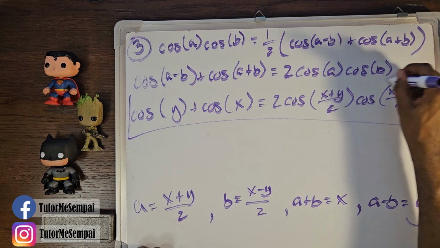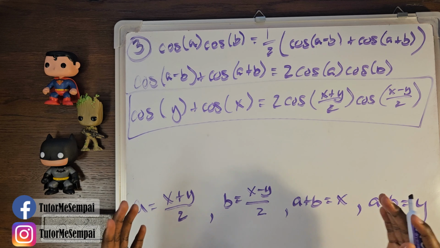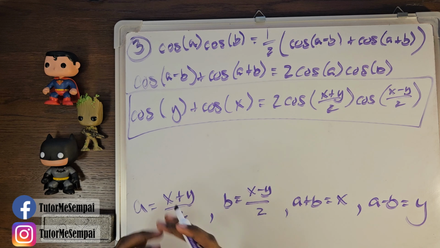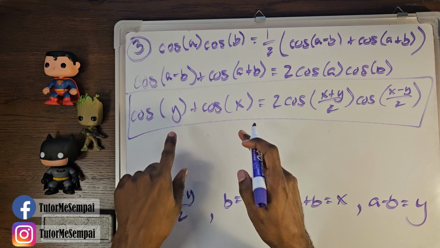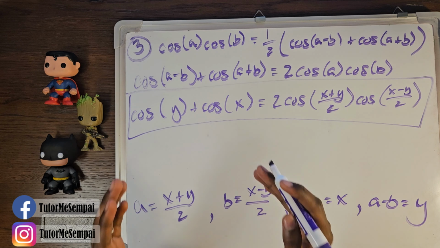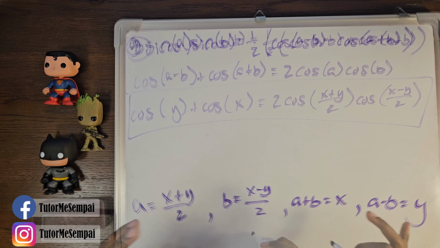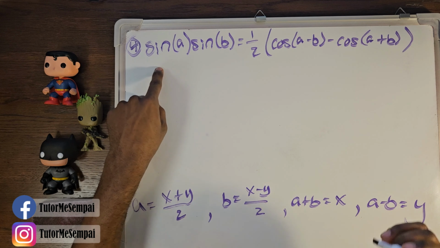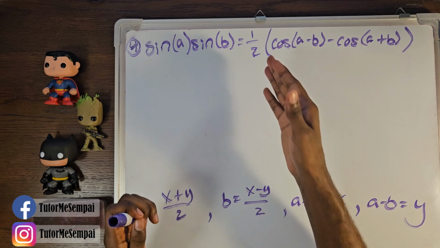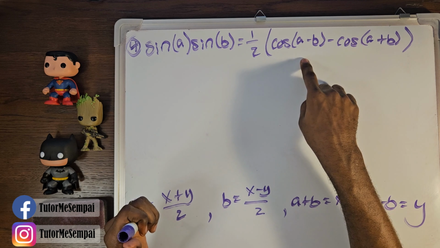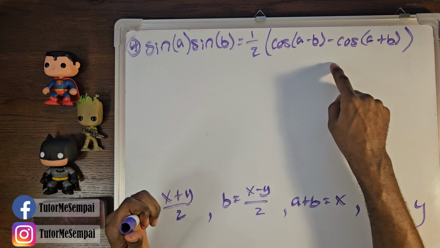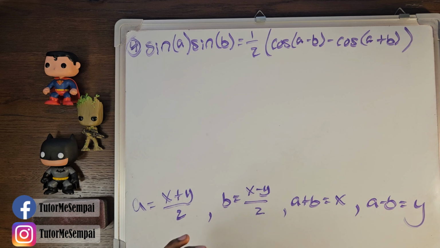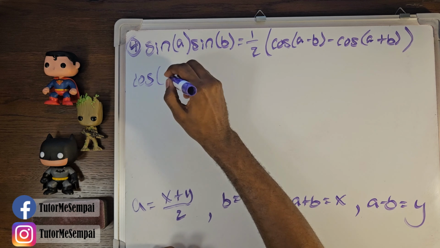This is going to be our third identity, going from our product to sum into our sum to product. And once again, notice simple angles here. Simple angles here. So this is going to be our fourth and final identity for today, in which we have sine of A times sine of B equals 1/2 times cosine of A minus B minus cosine of A plus B. And by this time, you know what we're going to do, so let's jump straight into our math.